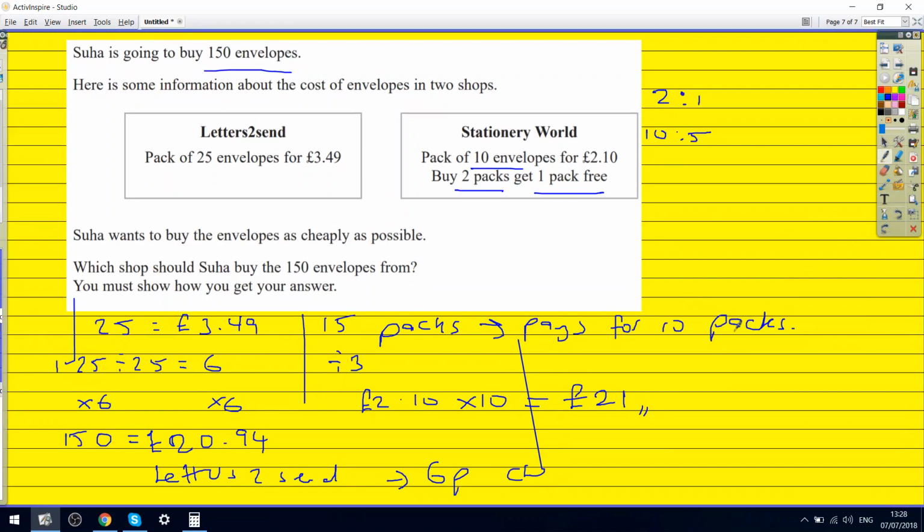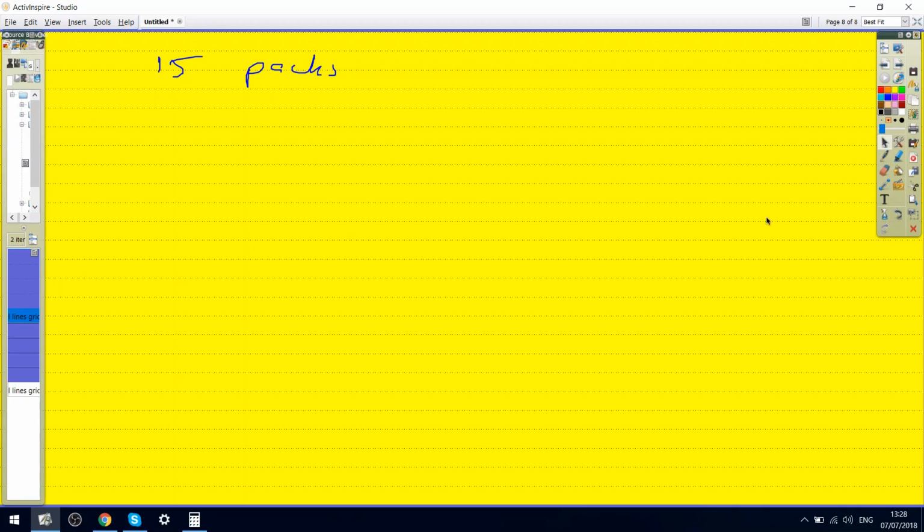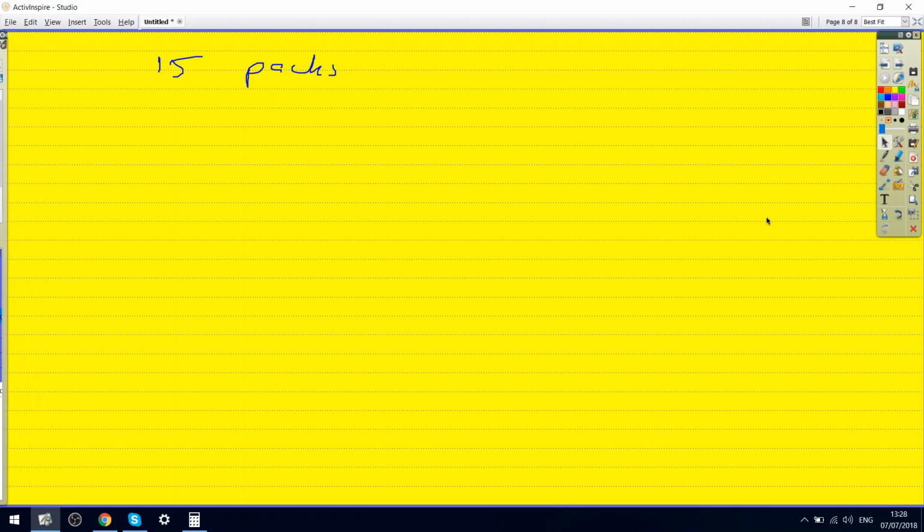So for the 2-to-1 bit, was that because we had £2.10? So we just, no, I was a bit confused. It's because 2 packs are buy 2 get 1 free. Oh yeah. That's okay, where that comes from. So another way, let's look at it another way. 15 packs. So I'll say pay 2 and get 1. I can't do anything here.